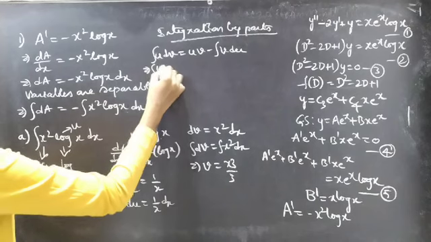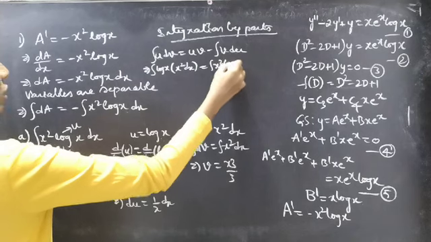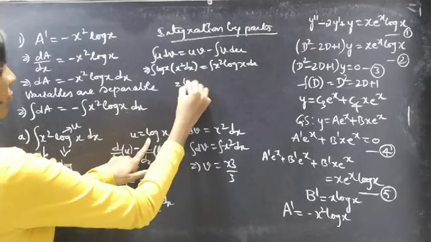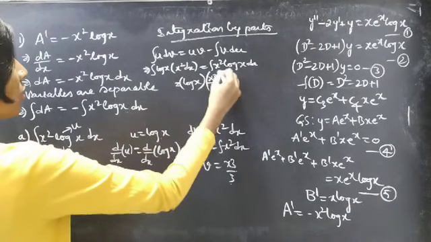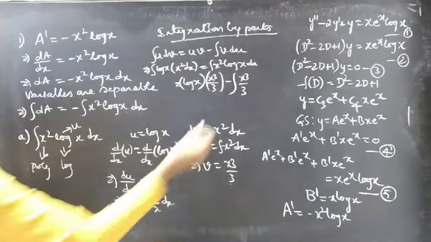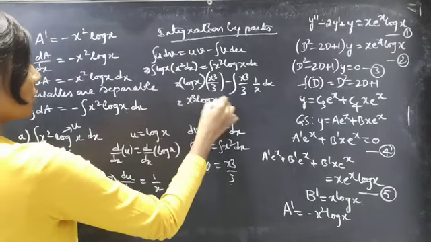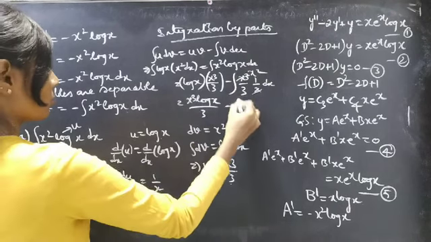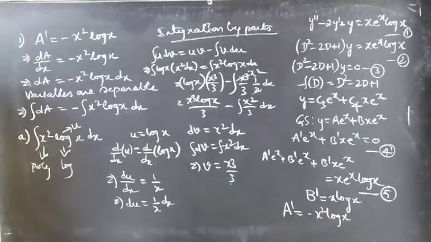We'll get integral u dv. U is log x into dv x square dx, which is integral x square log x dx equal to u into v. U is log x into v, x cubed by 3, minus integral v, x cubed by 3, into du, 1 by x dx, which gives us x cubed log x by 3 minus, here the x gets cancelled, so you'll get x square by 3, right?